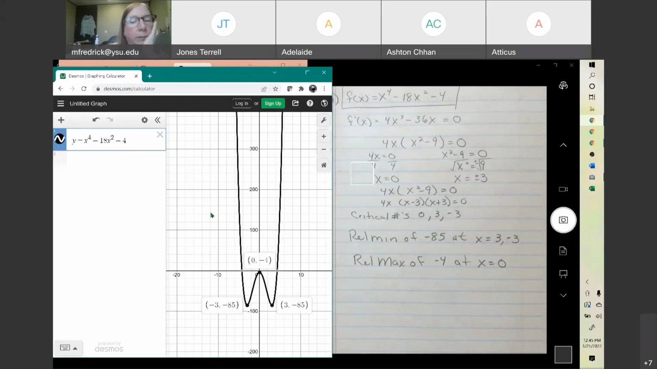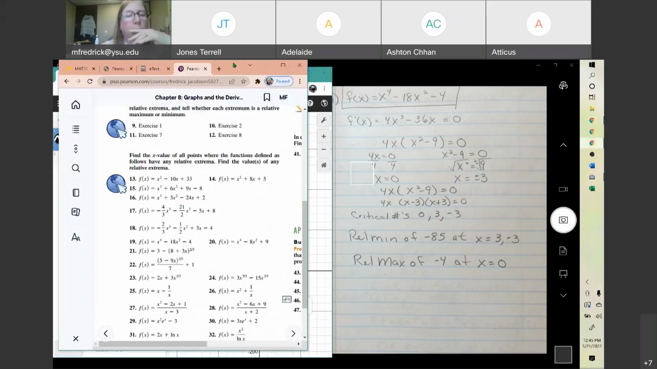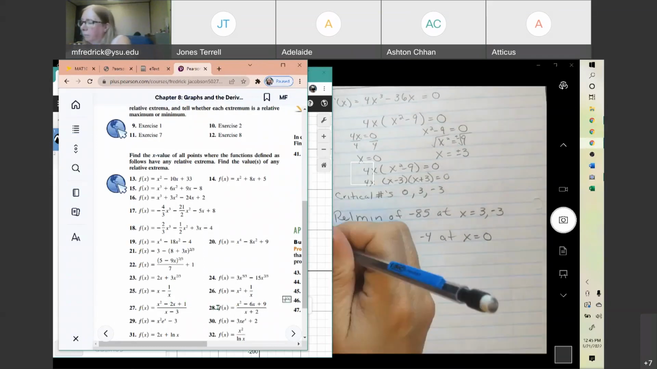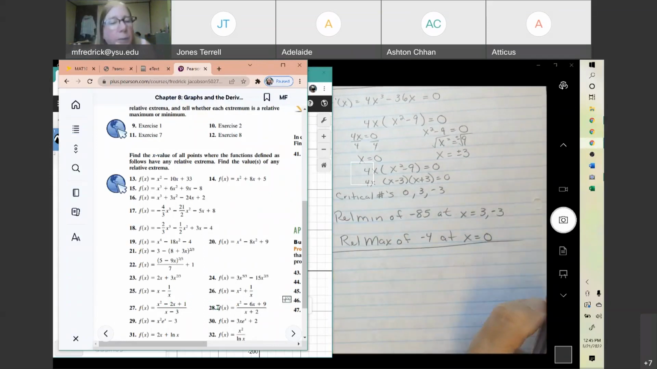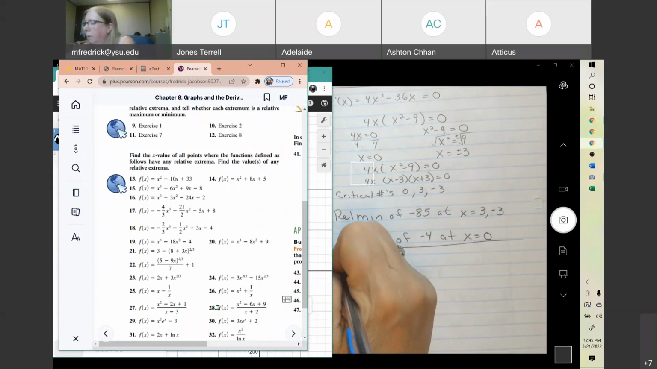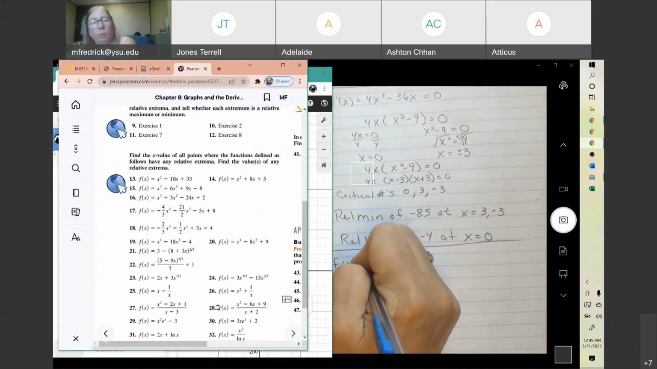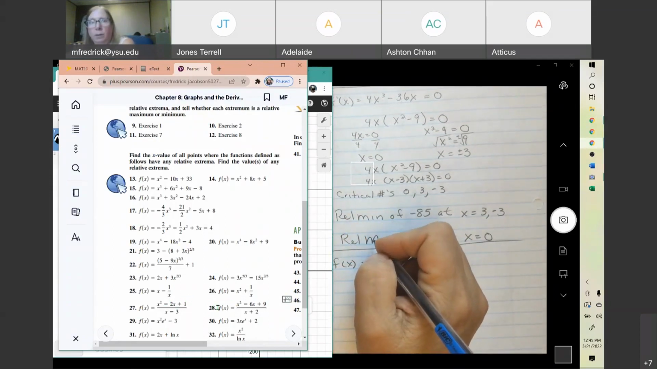Awesome. Let's try 27 or 28. We'll try 27. So for number 27, we have to use the quotient rule.